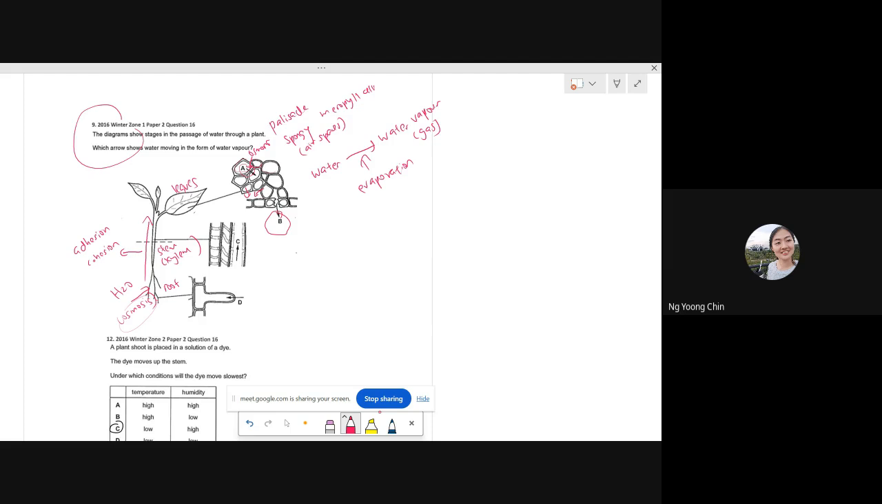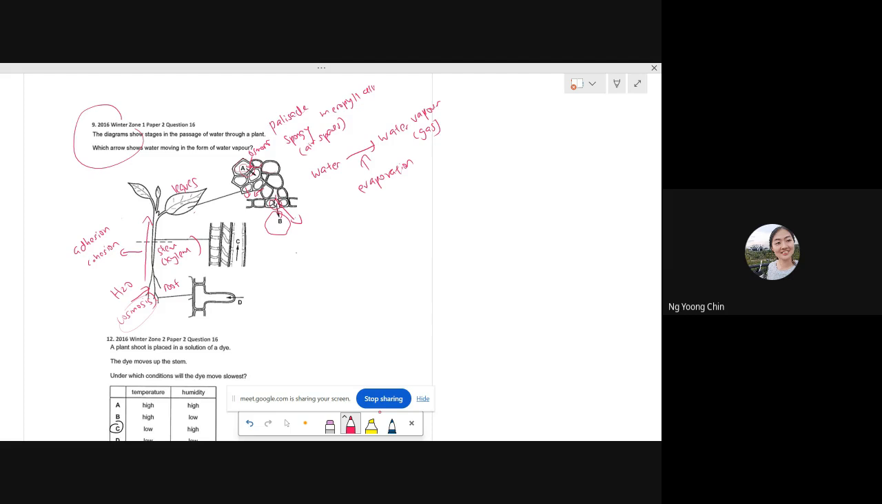So when the water becomes water vapor in the airspace, the water vapor will be released out from the airspace into the external environment, into the outside environment. Okay, so they will diffuse out through the stomata, through the opening of the stomata.